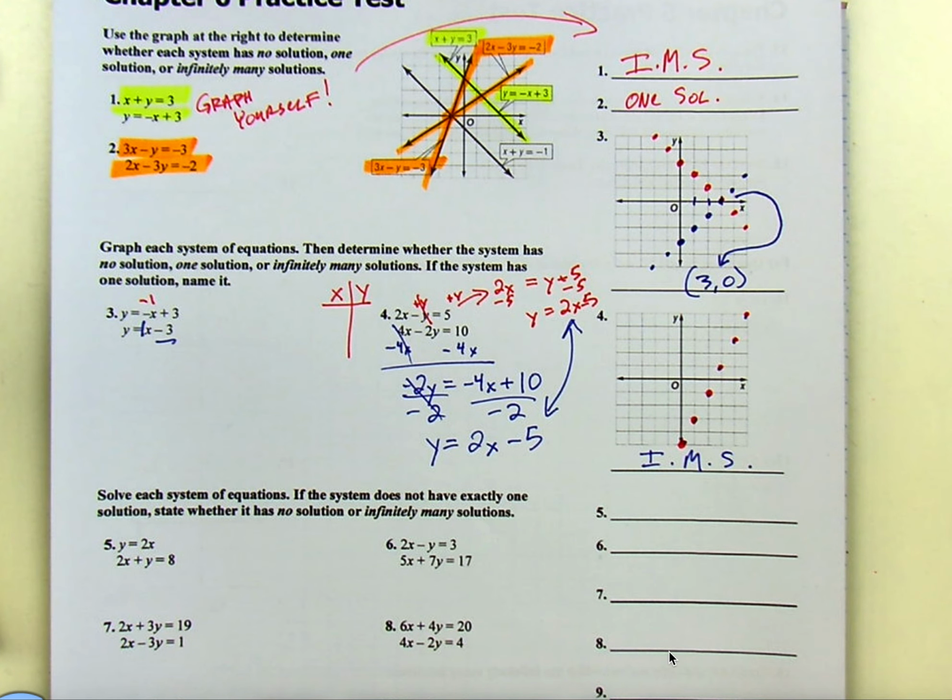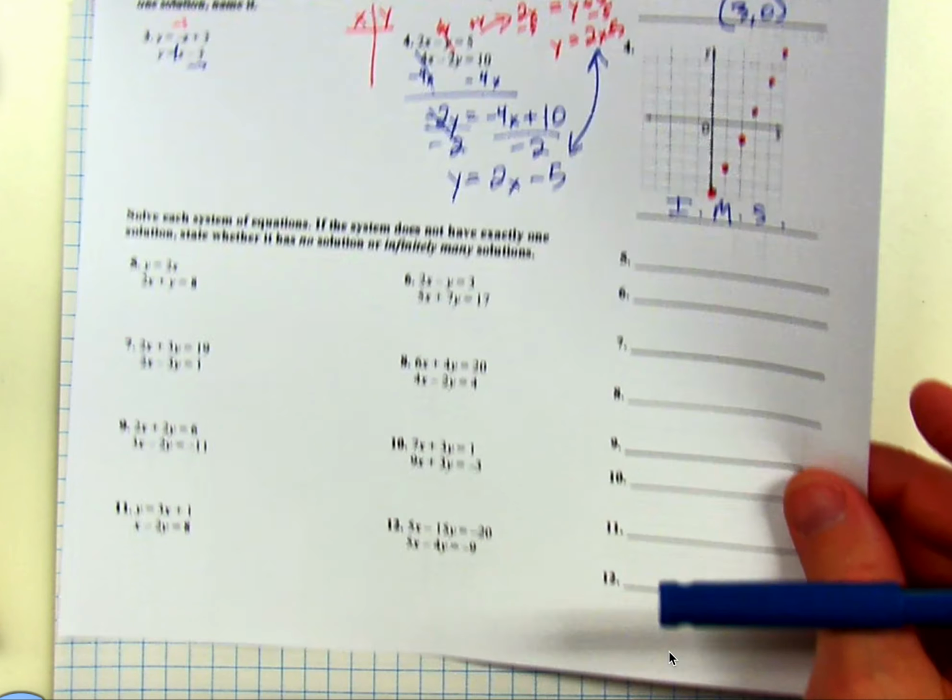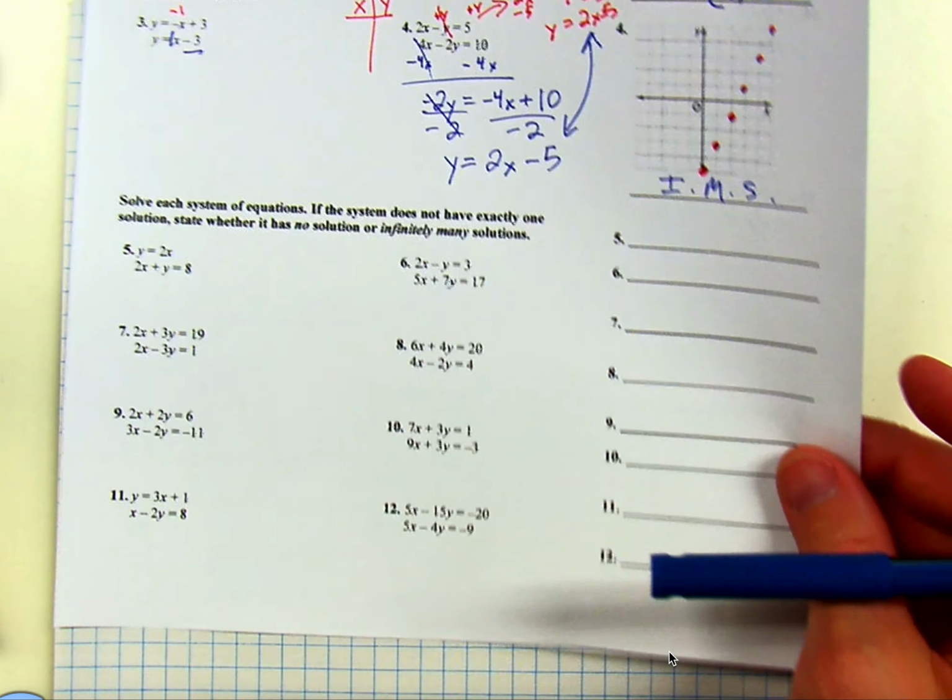Good. Now, 5, 6, 7, 8, 9, 10, 11, 12, you can use whatever method you want. You can have some graph paper handy and graph every single one of these. You can use substitution, you can use elimination, or guess and check, knock yourself out. I'm going to demonstrate for you what I think the easiest way is on this. I think for number 5, the easiest thing is substitution.